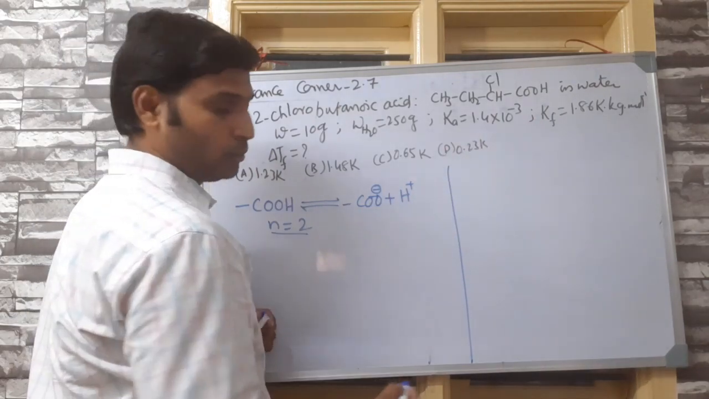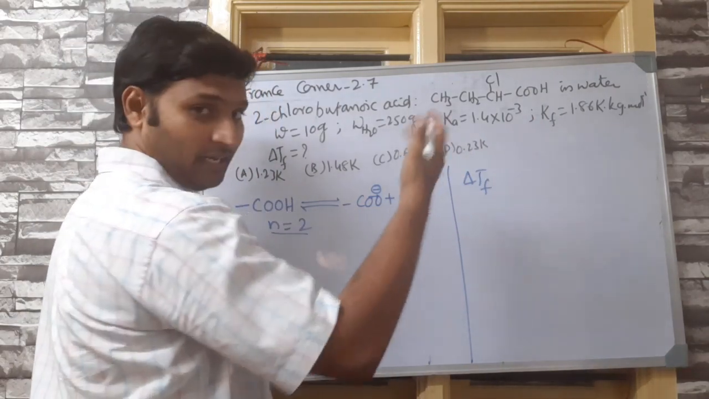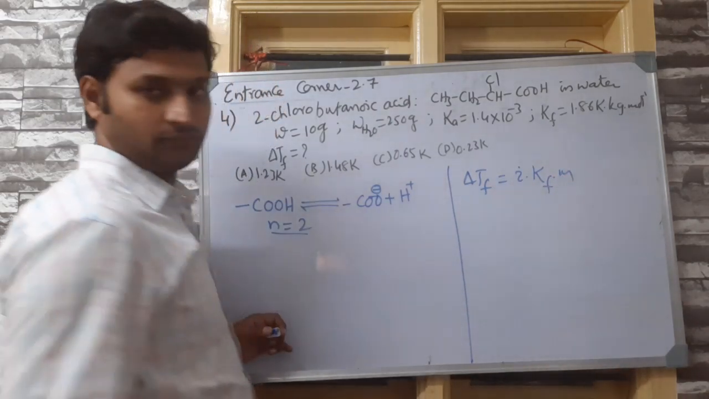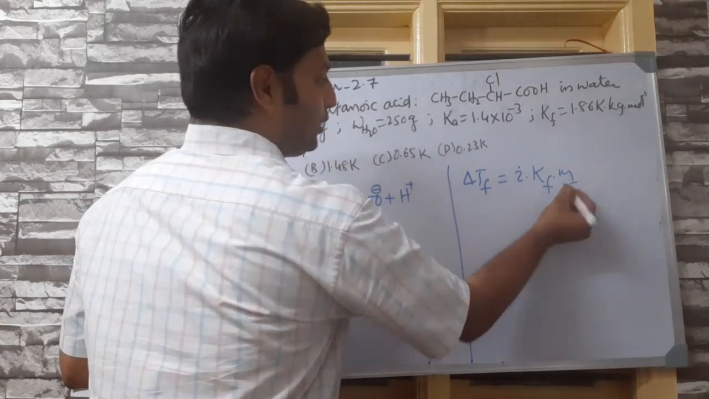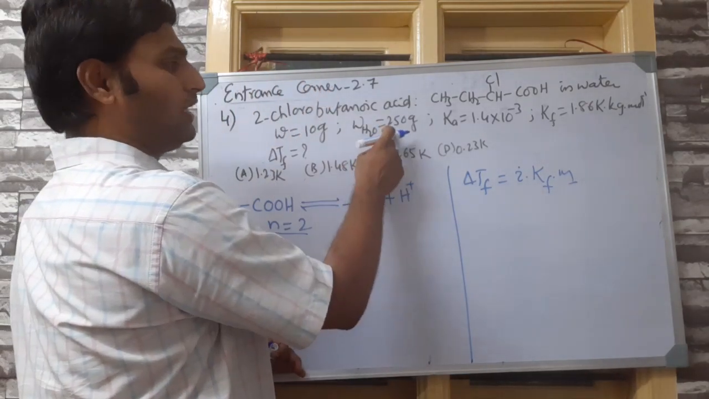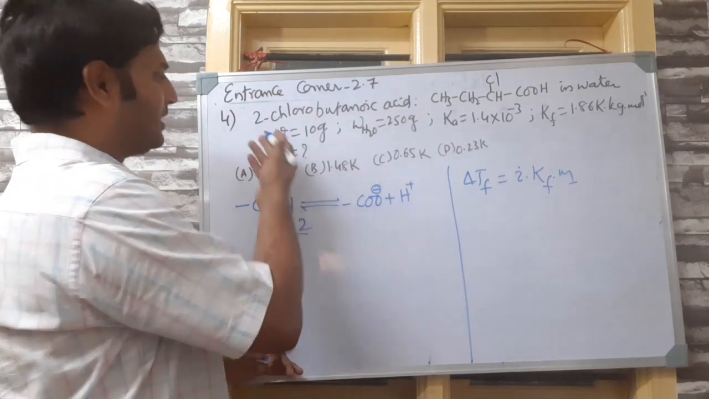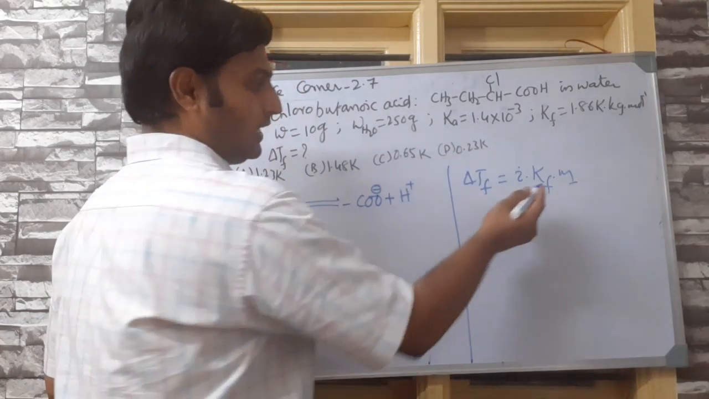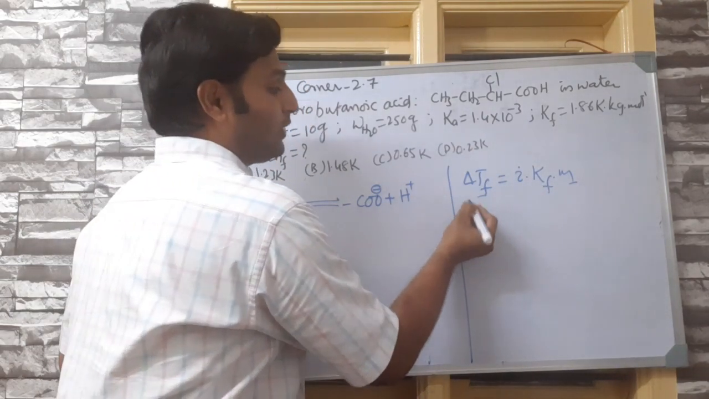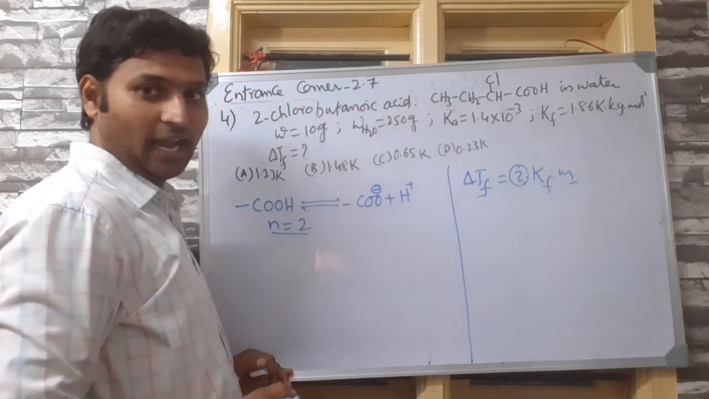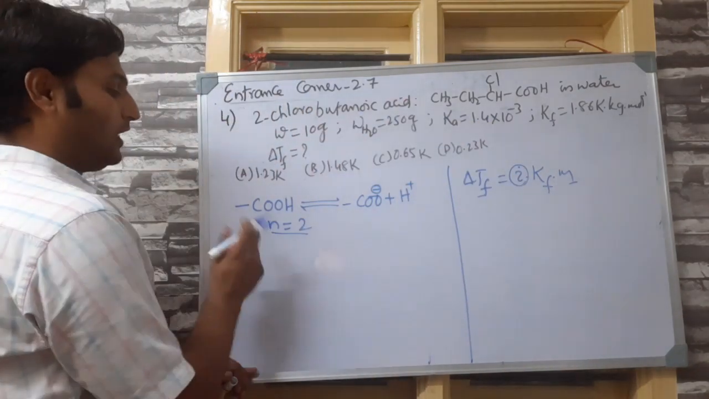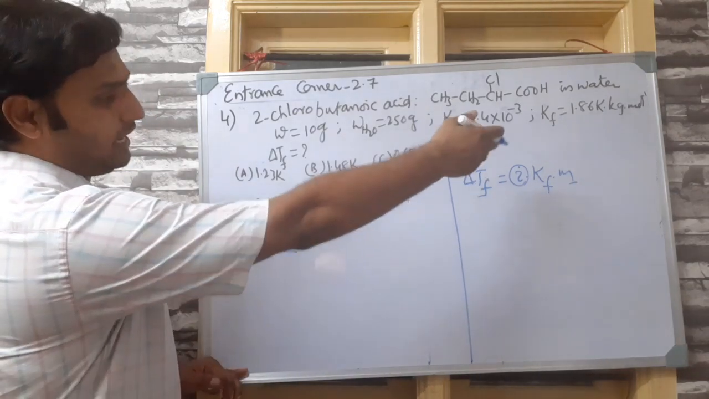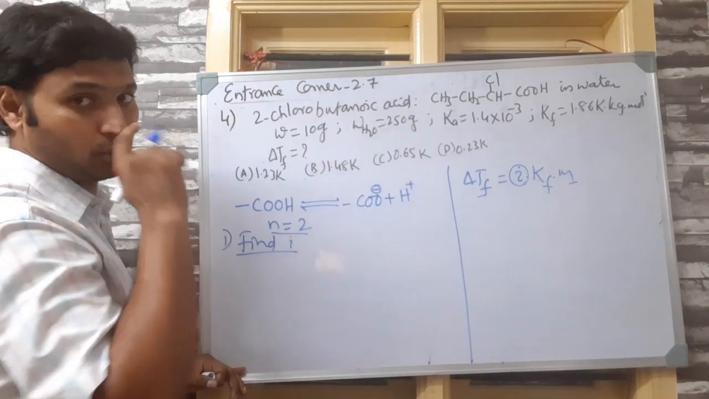First, I will mention step 2. That is what you need finally. Delta Tf is equal to I into Kf into M. For calculating molality, you have got weight of solute, weight of solvent, more than enough. Molar mass we can calculate, not an issue. So since you have weight of solute, weight of solvent, molality can be calculated, Kf is given. So to calculate delta Tf, what are you left with? I value. Calculation of I value is the first step. Find I value, then substitute I value there, calculate molality and then substitute everything.